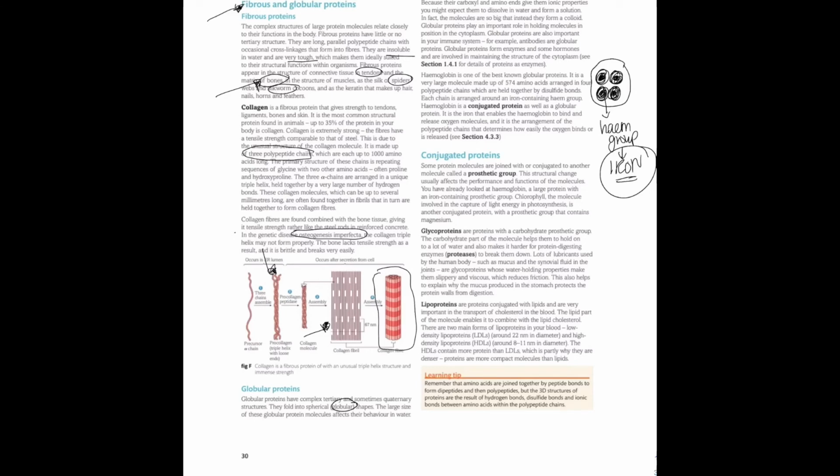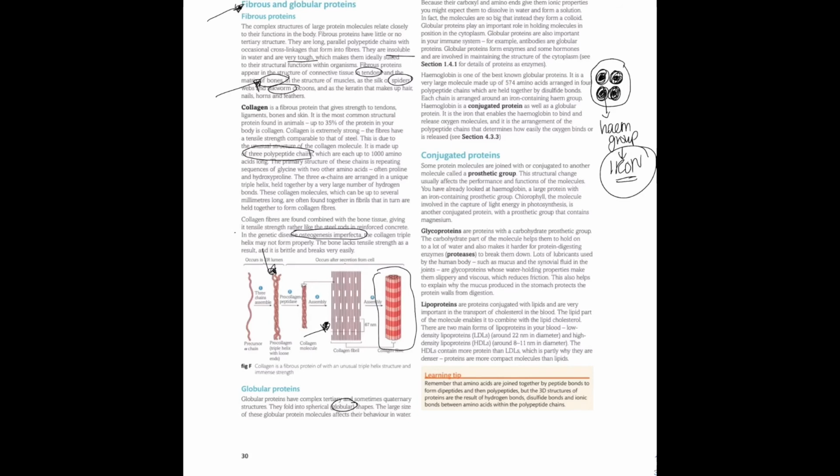So basically, if we don't have the iron, the hemoglobin can't accept the oxygen or release it. And it is the arrangement of the polypeptide chains that determines how easily the oxygen binds or is released. So if someone had a disease and it caused a different arrangement in that polypeptide chain, they might find their hemoglobin finds it harder to accept oxygen molecules. So as a result, they may have symptoms of more fatigue or tiredness.